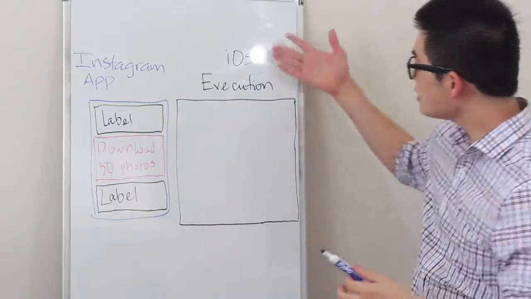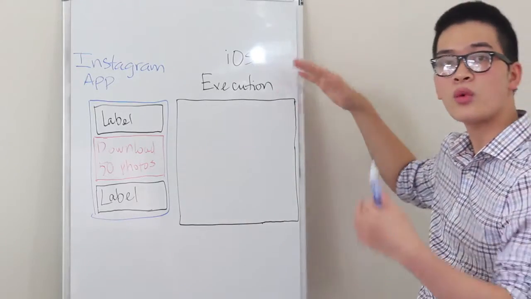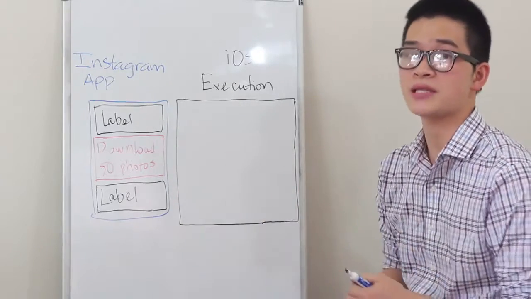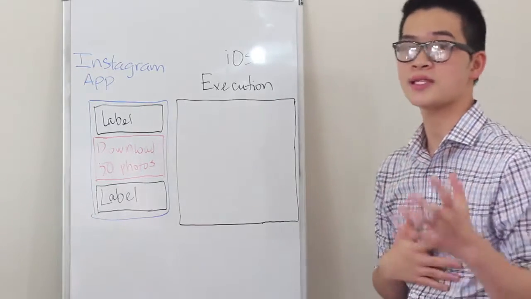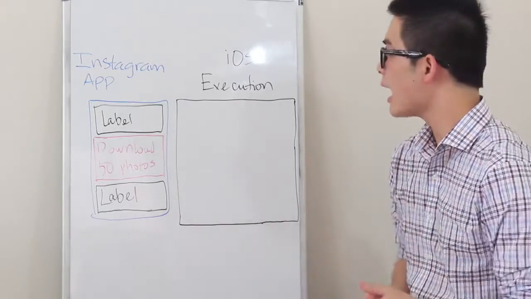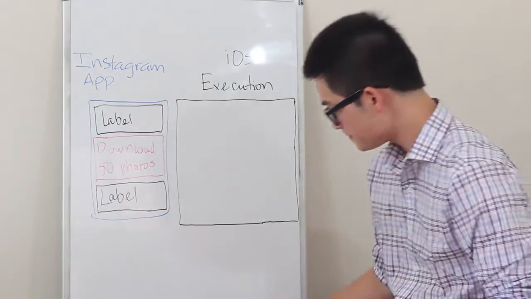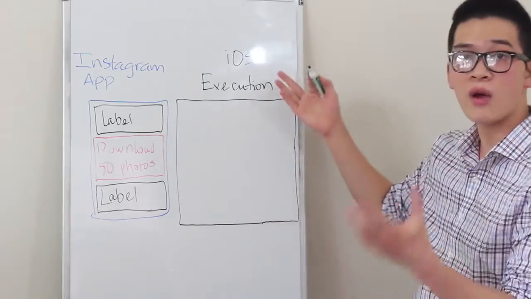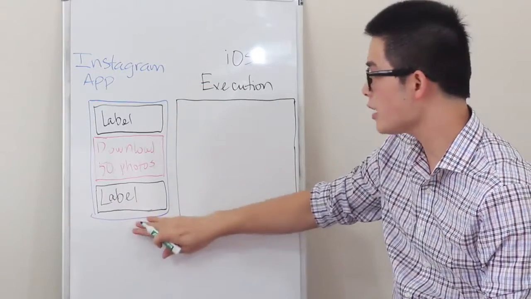On the right-hand side over here, it says the iOS execution. That is how iOS executes these statements, these tasks, or these jobs. So let's pretend that I am the iOS execution, that we are iOS, the system itself, and see how we will deal with these commands. We will read from bottom to top.